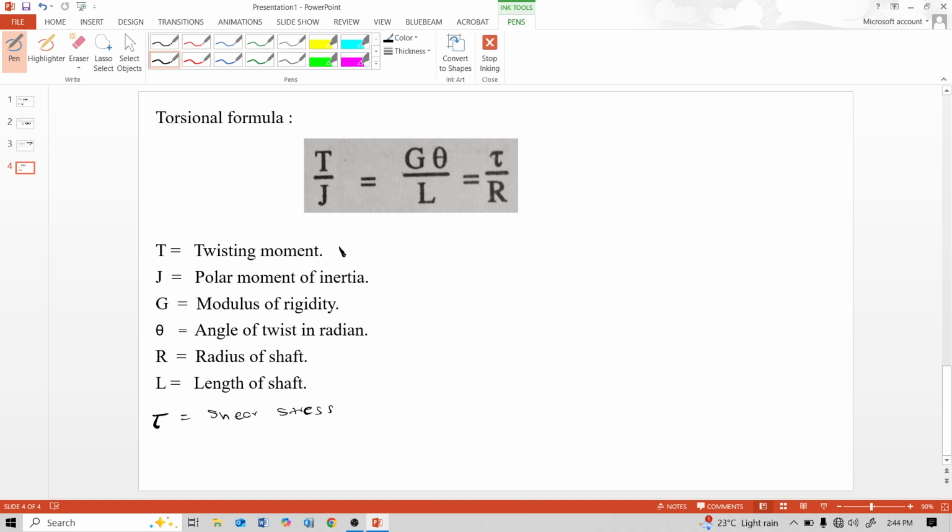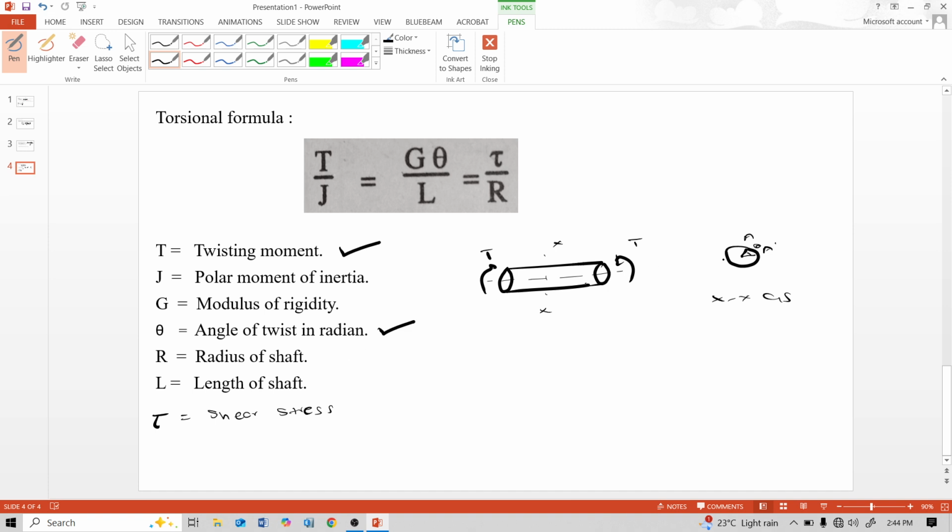So twisting moment we all know is T. Theta is angle of twist in radian. Due to this twisting moment T, this point A here is shifted toward A dash. Between A and A dash is the angle of twist theta.